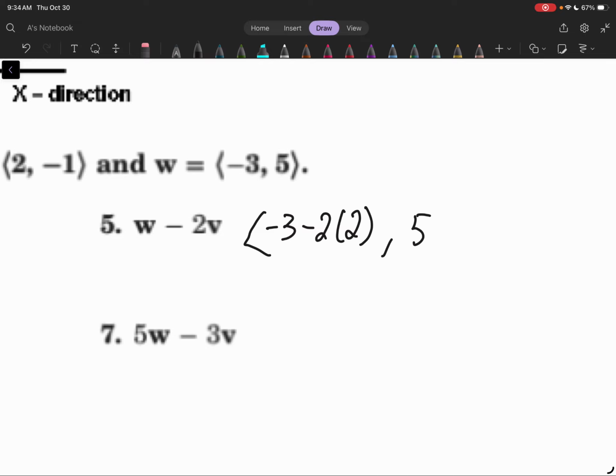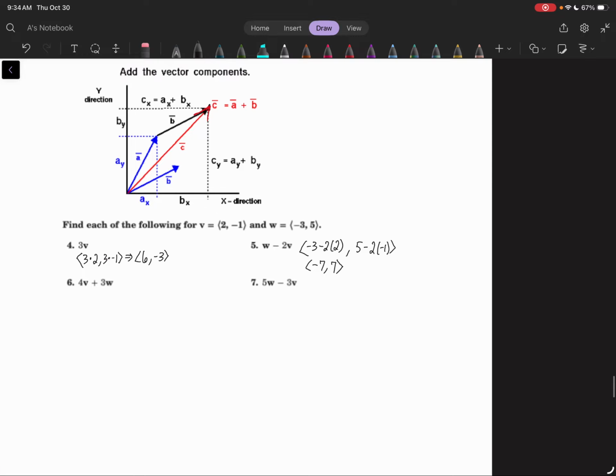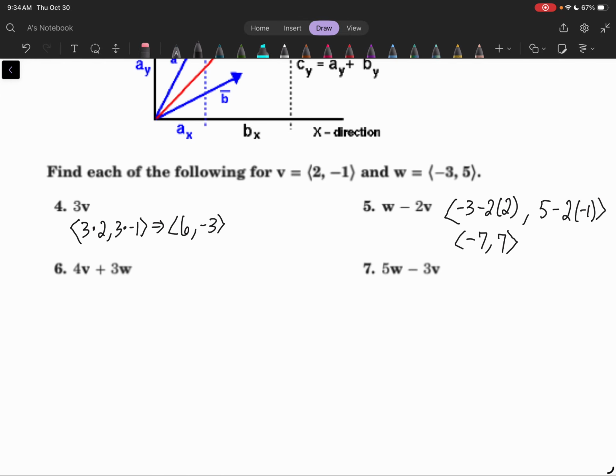5 subtracting 2 times negative 1 for the y. When you do this, you're going to get negative 3 minus 4, negative 7, and 5 plus 2, positive 7. Pause the video, try numbers 6 and 7, and you're going to get negative 1, 11, and negative 21, 28.